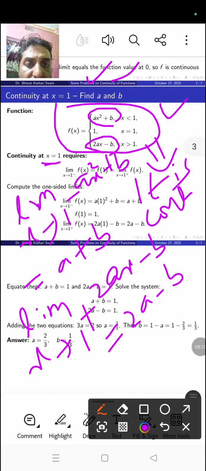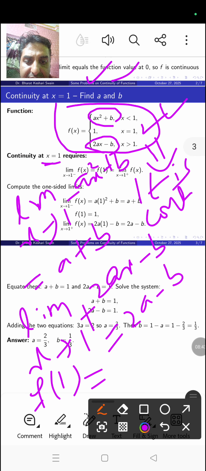And since your function is continuous, your limit must exist, and for the existence of the limit, your left hand limit and right hand limit must be equal. Is not it? Right hand limit and left hand limit must be equal, and both should be equal to your functional value. And what is your functional value? At x equal to 1 means f of 1. So the functional value is f of 1.